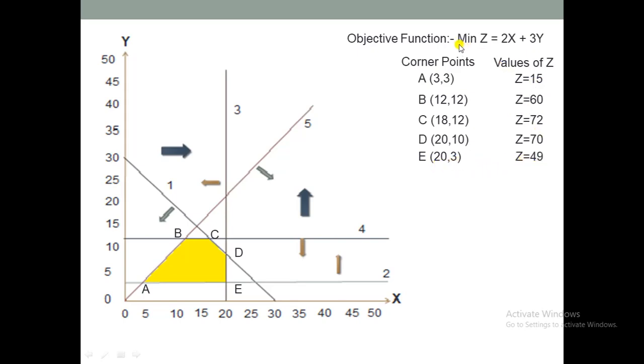And what has been asked? Calculate the minimum value of z. So what is the minimum value out of this? That is z equal to 15. z equal to 15 when x is 3, y is 3. So as the minimum value is 15 for the coordinates at A, that is x equal to 3 and y equal to 3, this is going to be the final answer.